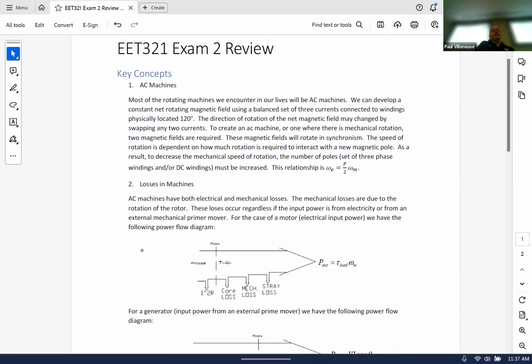Yes, sir. So we're not covering induction motors on this one? Nope. It's all going to be synchronous. We'll do induction motors on the next test. So, questions?